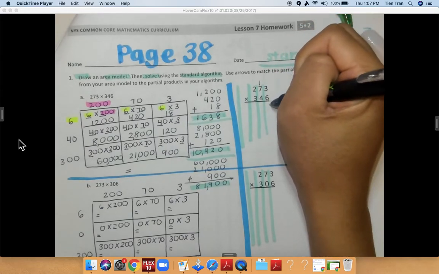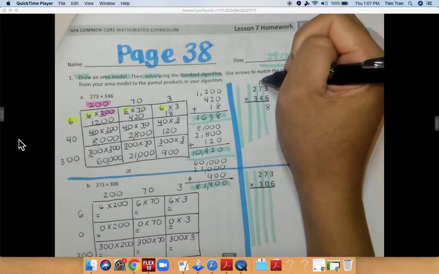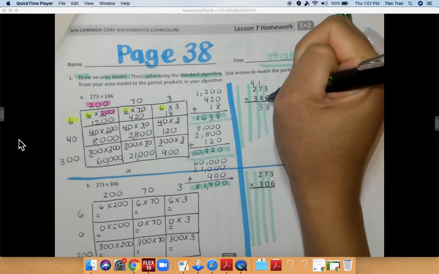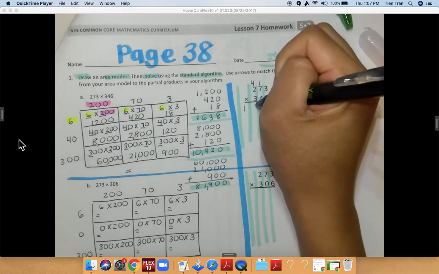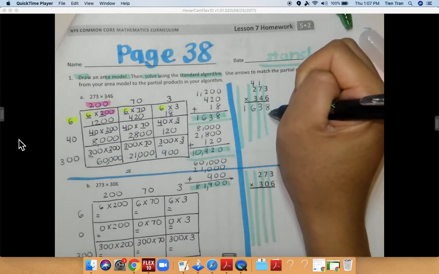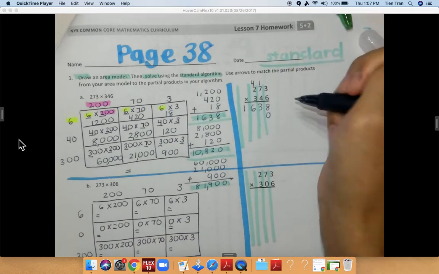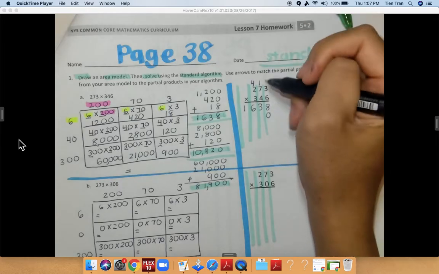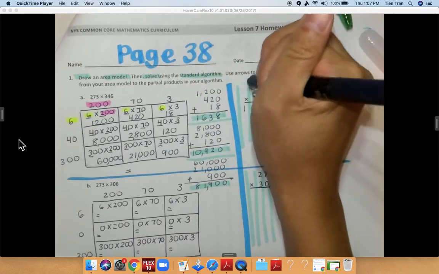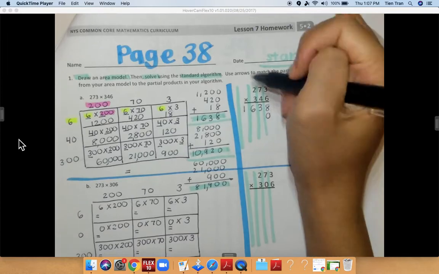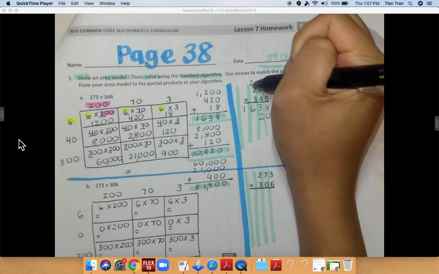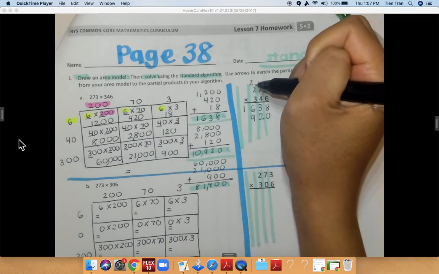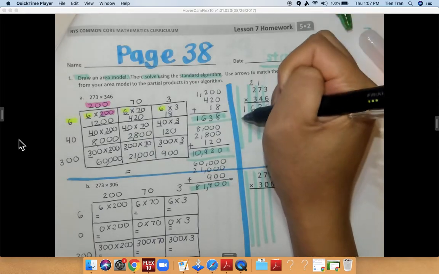6 times 3 is equal to 18. 6 times 7 is 42, plus 1 is 43. 6 times 2 is 12, plus 4 is 16. Bring down my 0 because now I'm multiplying in my tens place. So now I'm going to erase this so it's not everywhere. 4 times 3 is 12. 4 times 7 is 28, plus 1 is 29. 4 times 2 is 8, plus 2 is 10.